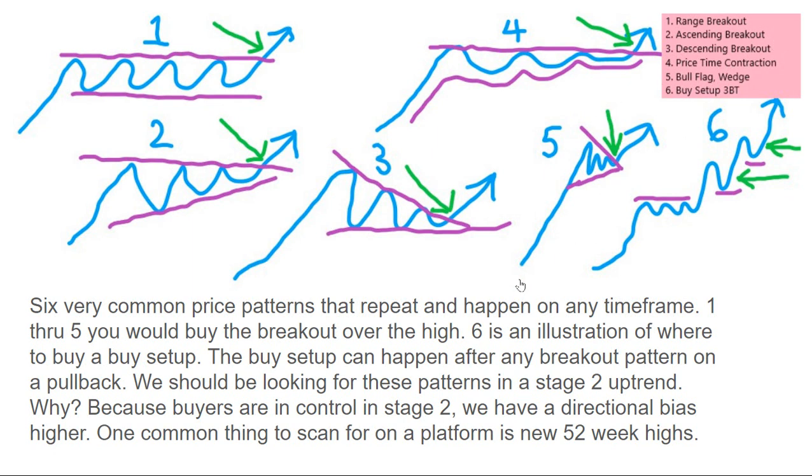Number 5, a bull flag. So you'd have an increase in price, and then you'd have fairly tight price action, forming this wedge or a flag, and then you'd buy over that high as price tightens up, giving you, again, a nice risk to reward. And finally, you could buy a buy setup or a 3-bar turn after any of these. Maybe you see a consolidation, then a breakout, pullback, and you look for that 3-bar turn here or here. So all these work, and you'll see them on the charts, but that's kind of what we're looking for due to risk to reward.